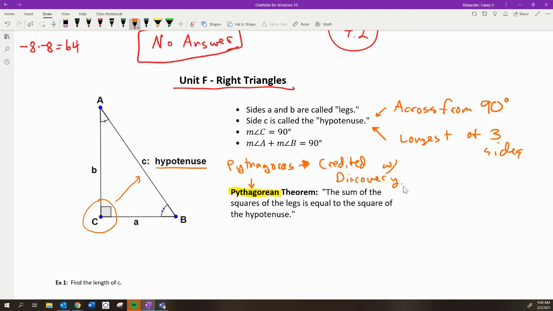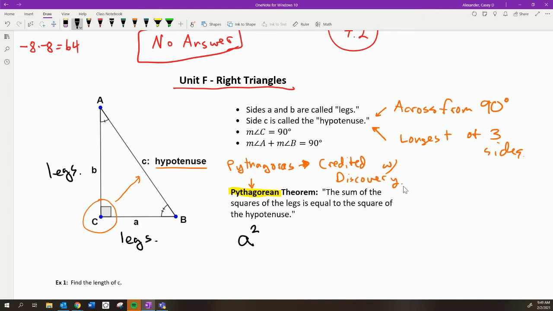But because he was the Greek philosopher that sort of wrote it down and put it in a book in a specific way, they named it after him, which isn't very fair. But it does work, and it says the sum of the squares of the legs, each A and B in this diagram are the legs, is equal to the square of the hypotenuse.